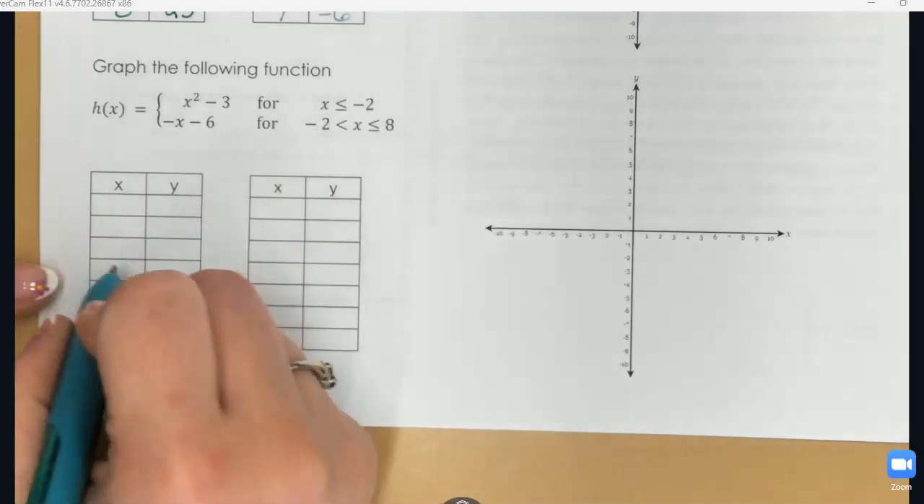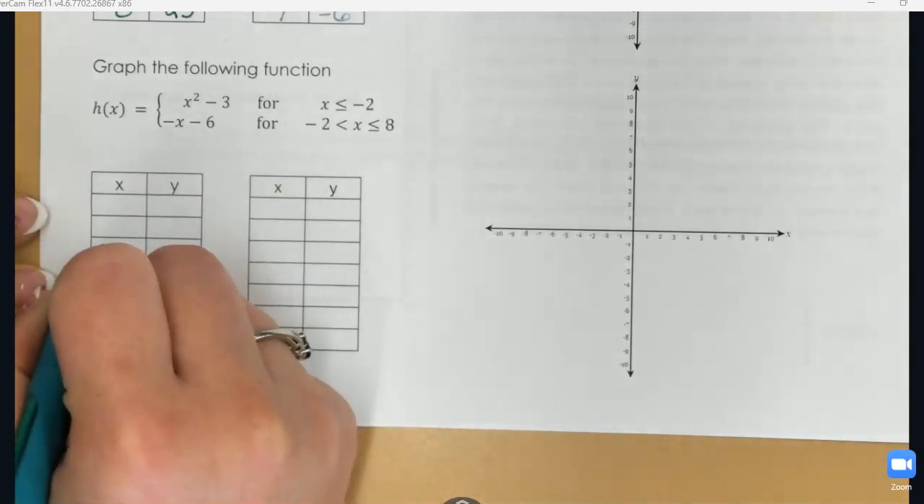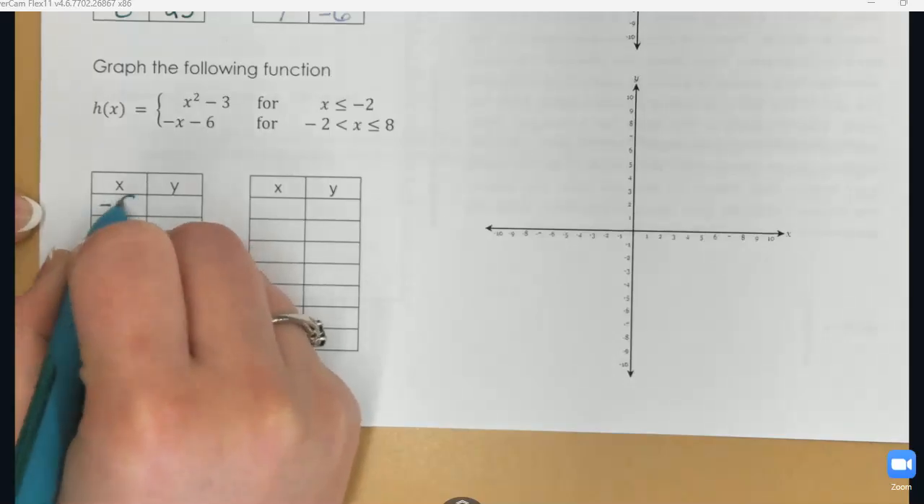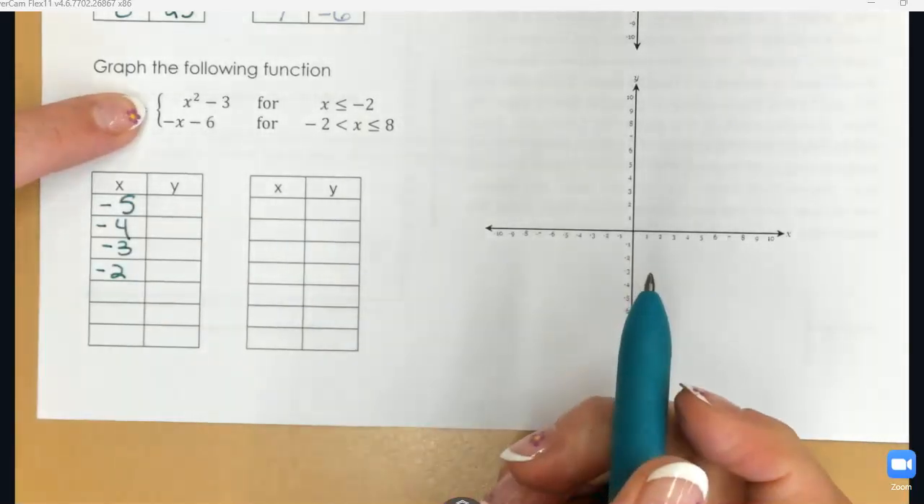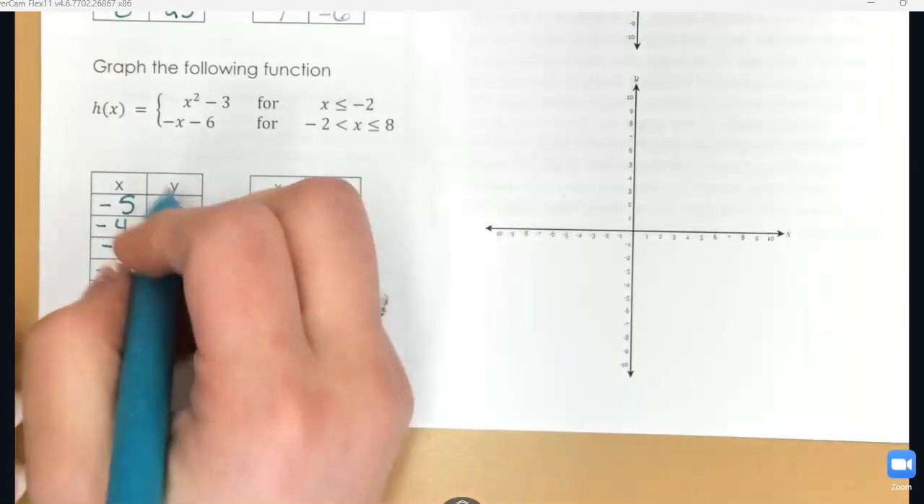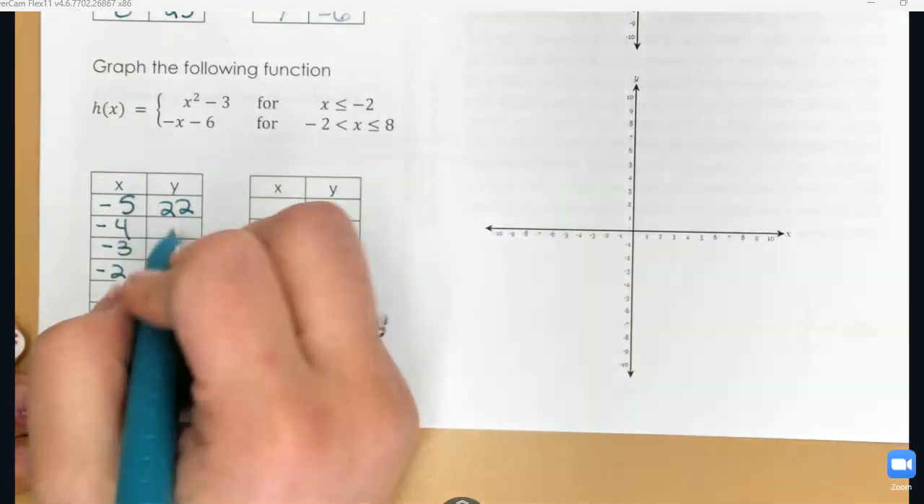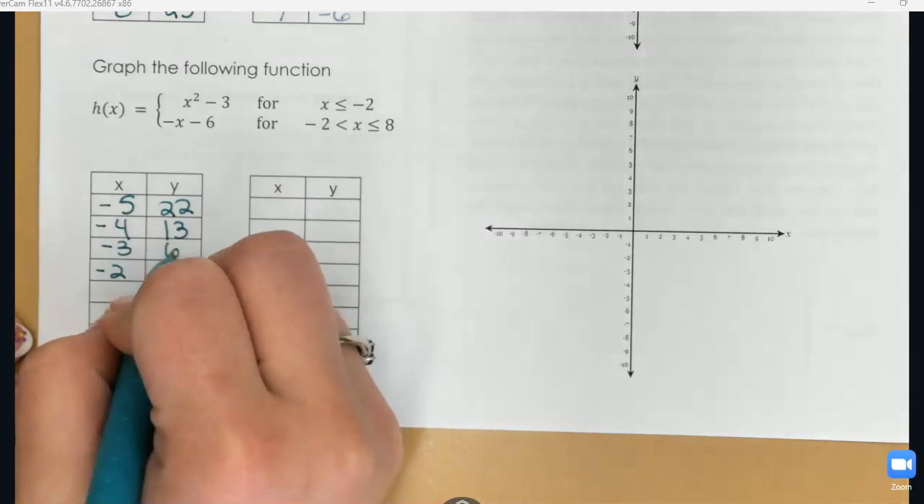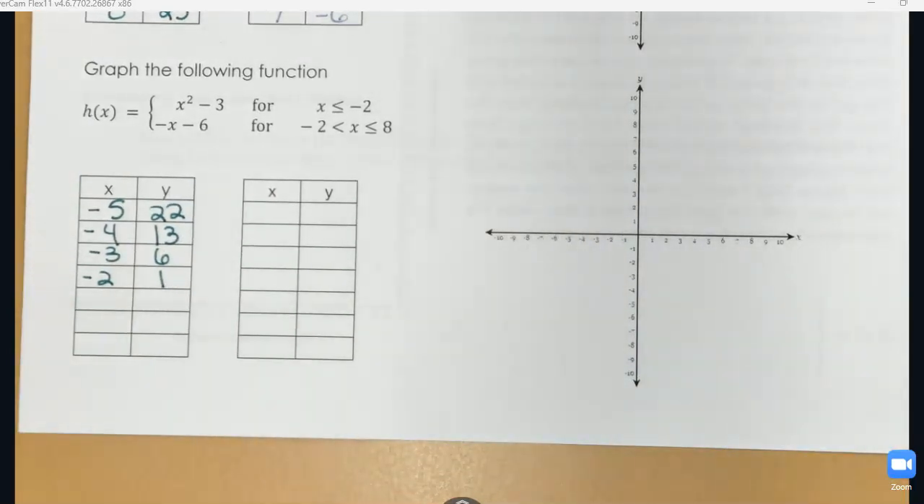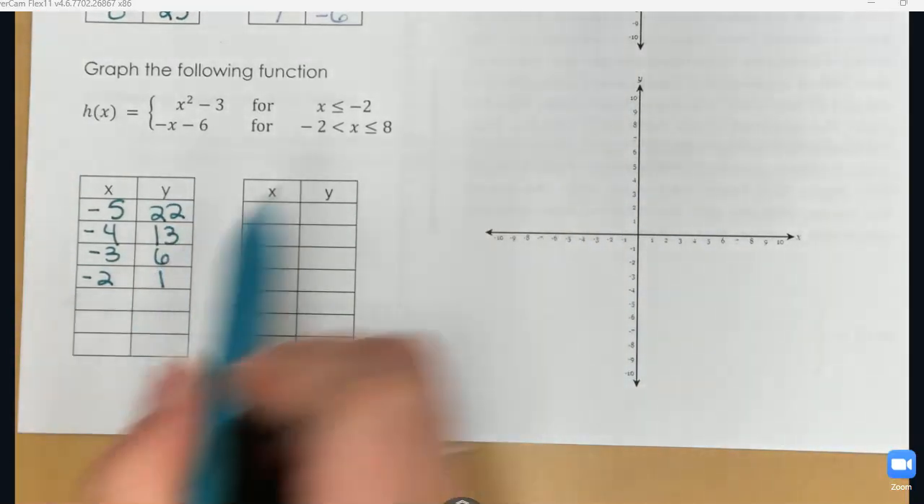And let's just go with, if I start here at -2, -3, -4, -5, again, I'm going to get those by squaring x and then subtracting 3. So that'll be 1, 6, 13, and 22. Only 2 of those are going to fit on my graph, but I need to pay close attention here.